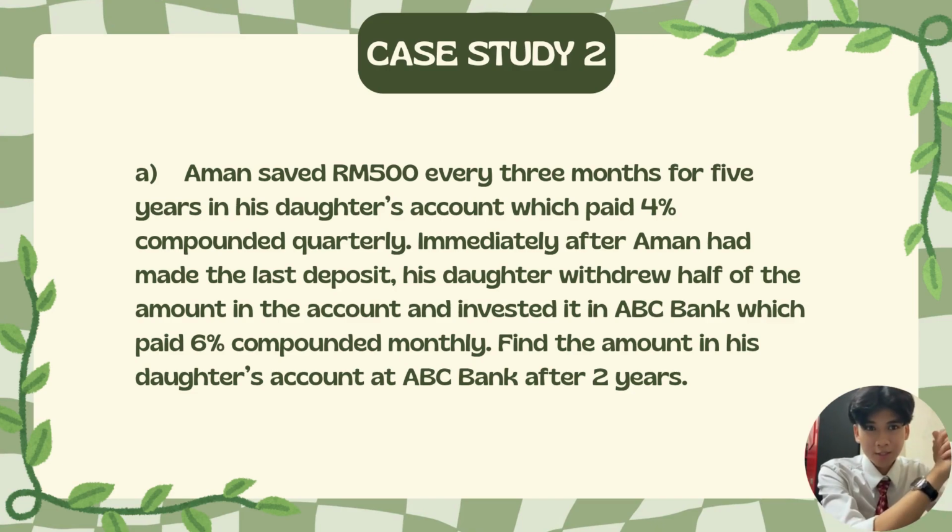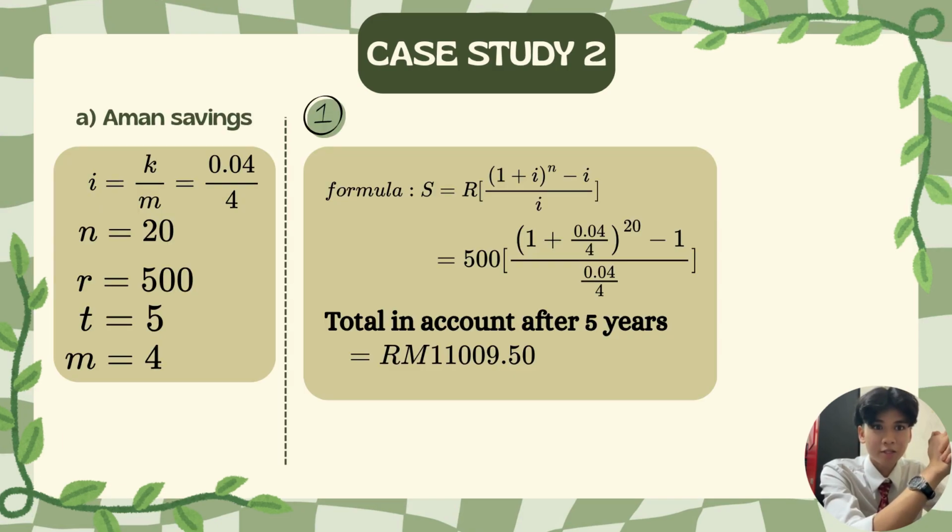So guys, my part is case study 2, which is Aman's savings. The question is to find the amount in his total bank account at ABC Bank after 2 years. The first step is we need to identify the key information given in the statement. After that, we can easily classify it, so it will be easier to replace into the formula.